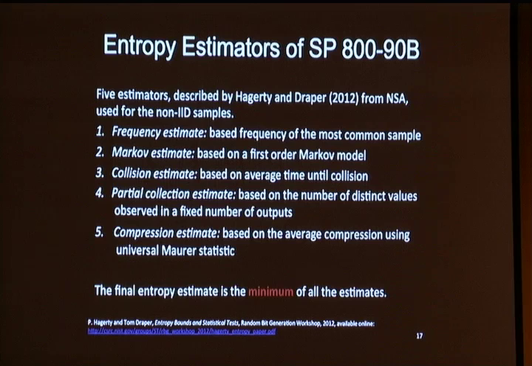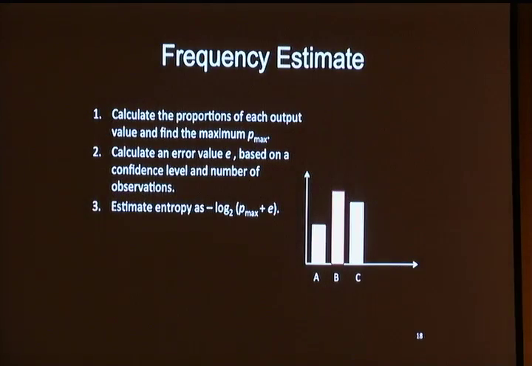When we have these 5 different estimates that model the entropy source using different assumptions, of course we get different entropy estimates. We want to be as conservative as possible, so we take the minimum of all these values, and this is our entropy assessment. Okay, let me talk a little bit more about the entropy estimates.